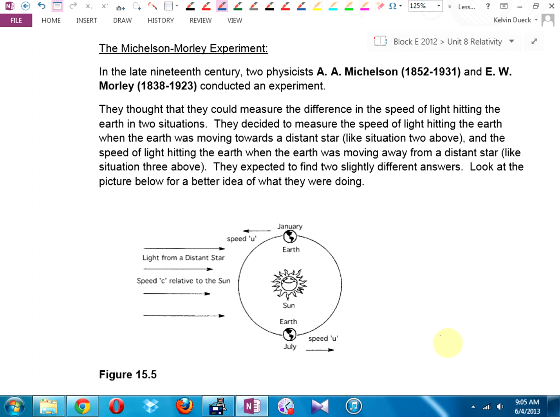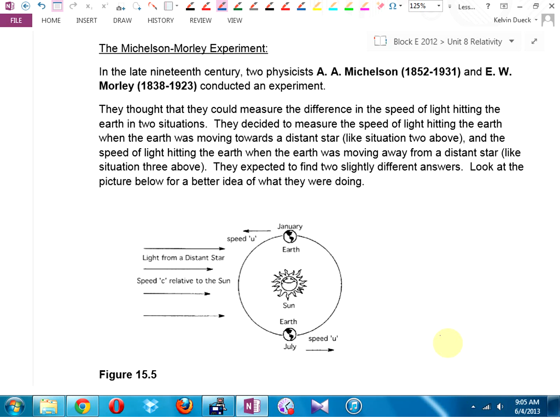Because just the same way when the truck was moving away from Sam, even though the cannon was still firing it at 30, even though the star was still firing the light out at the speed of light, it would be 30 minus 15, speed of light minus whatever speed the Earth was moving away from the star. Makes perfect sense. Makes common sense. Totally should be able to do that.